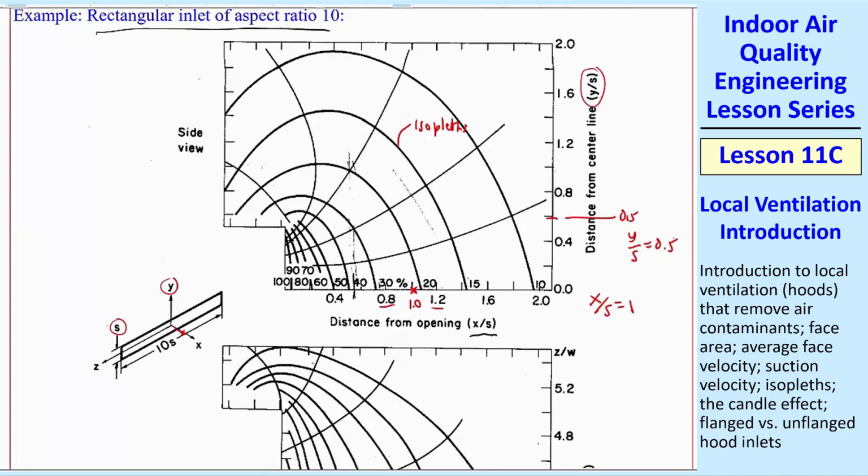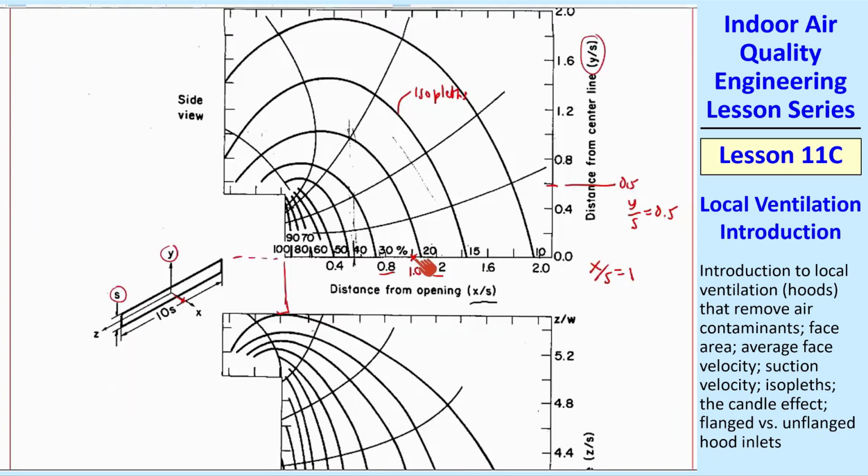We're only showing half. This is the symmetry plane. So the actual inlet goes down like that as well. What are the values right here at x over s equal 1? These are in percentage, so it's between 20 and 30%. This is the 20% isopleth. This is the 30% isopleth.